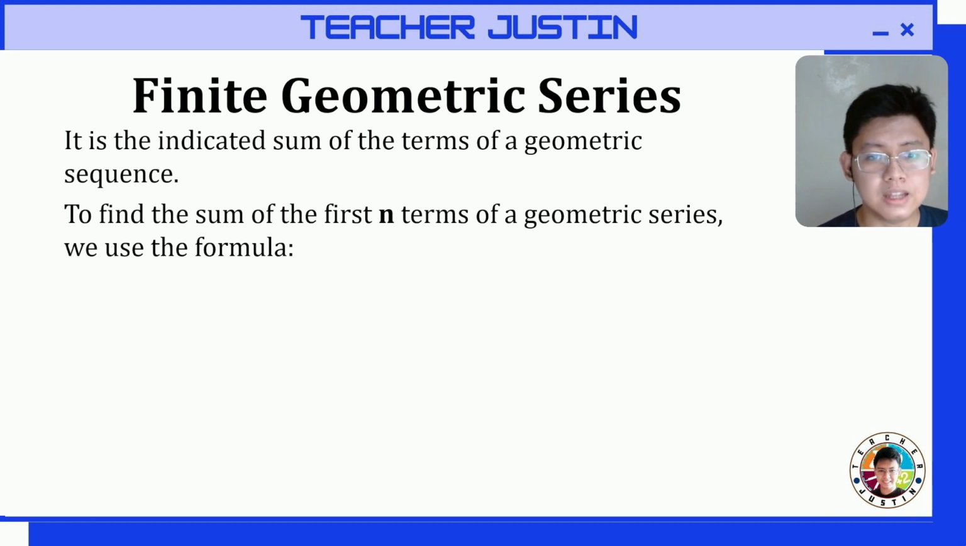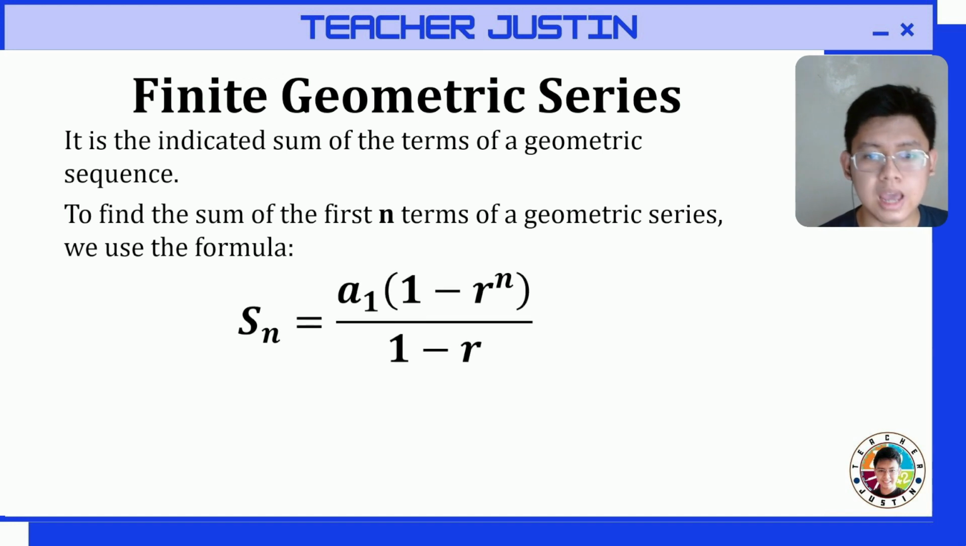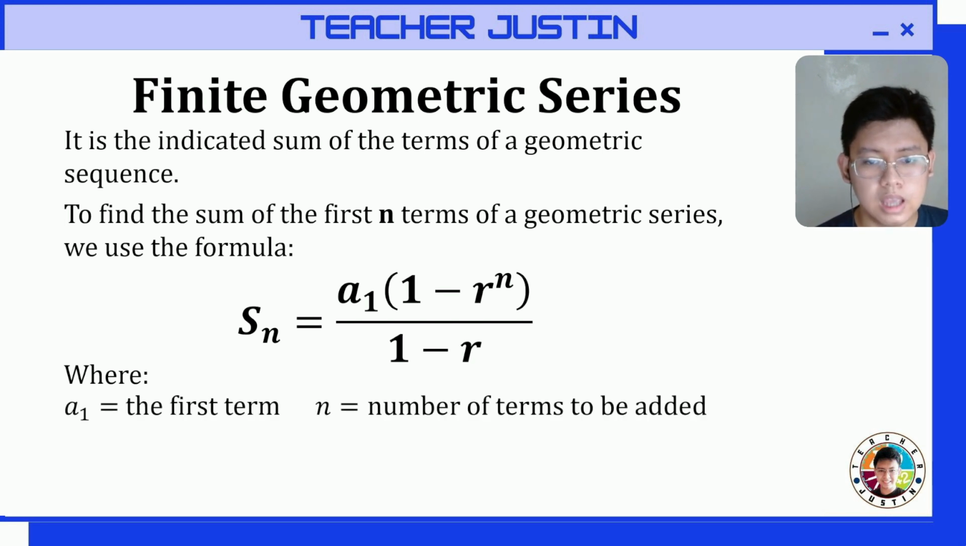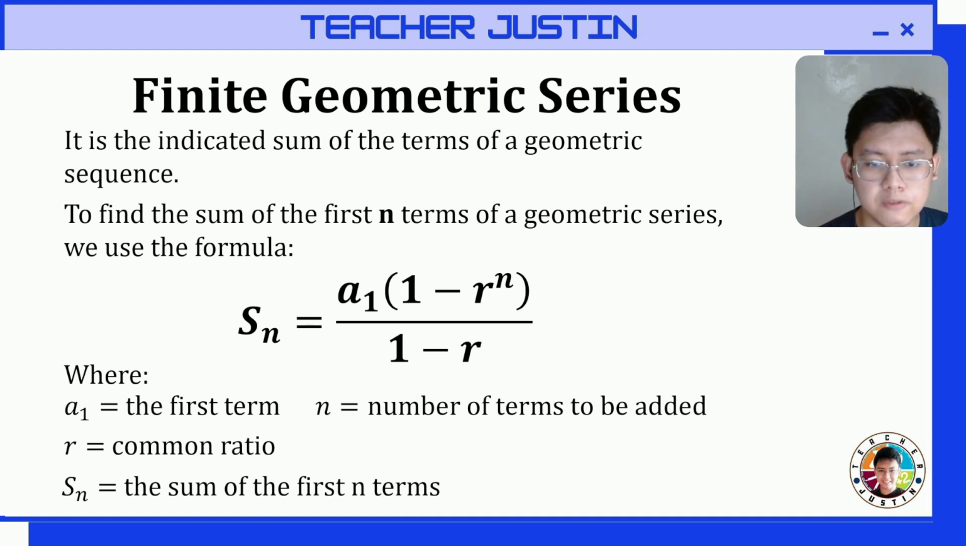So we will use a formula, which is S sub n is equal to a sub 1 times the quantity 1 minus r raised to n all over 1 minus r, wherein a sub 1 is the first term of our geometric sequence, n is the number of terms to be added, r is the common ratio, and S sub n is the sum of the first n terms of our geometric sequence. Now, let's have some examples in finding the sum of the first n terms of our geometric sequence.